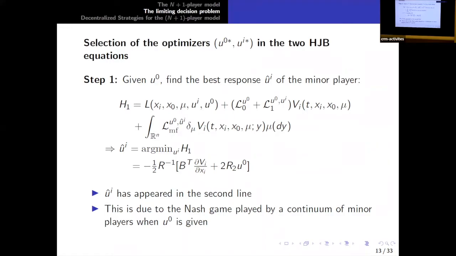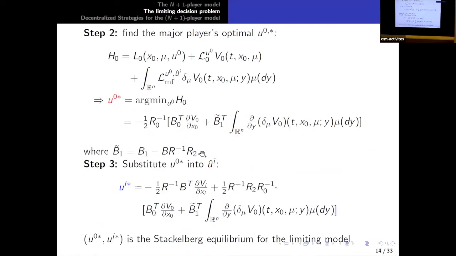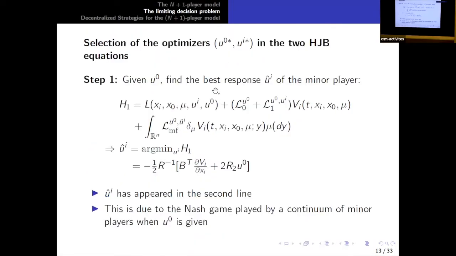And next, in the second step, we check the adjustment by the minor player. It's played like this. Initially, the major player announces this action, and they anticipate what the minor players will do.